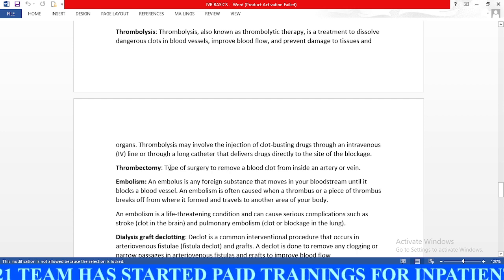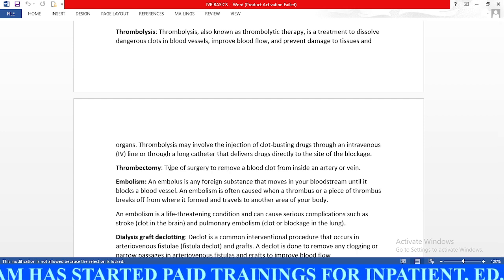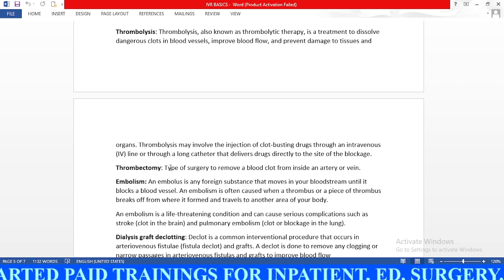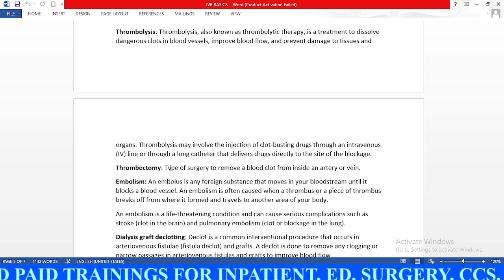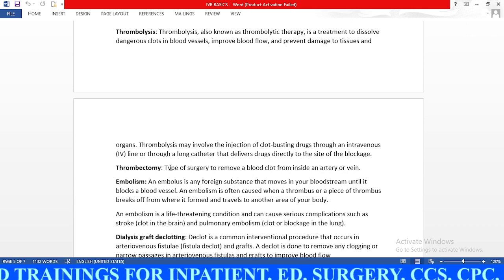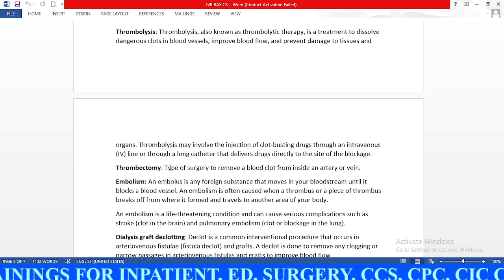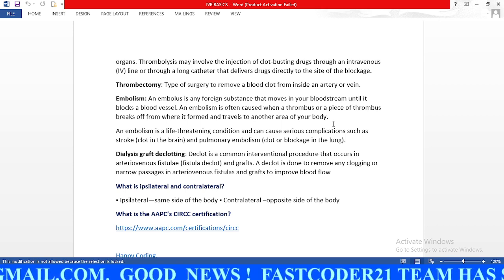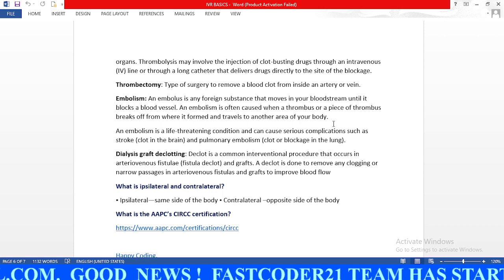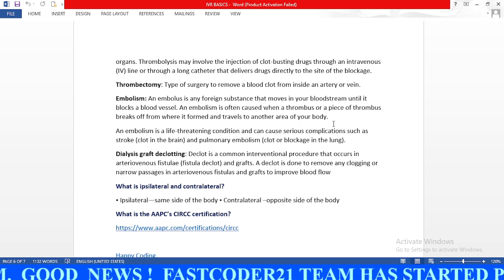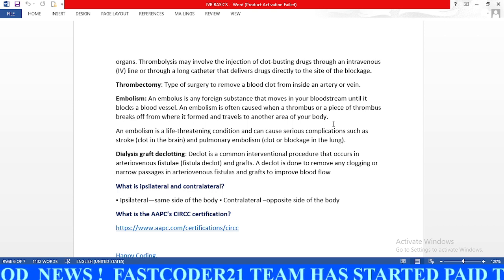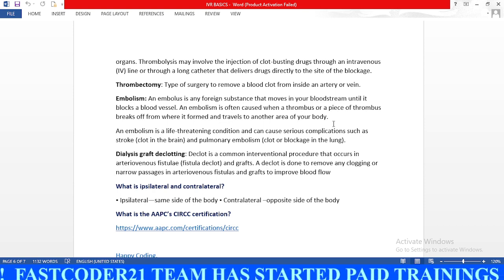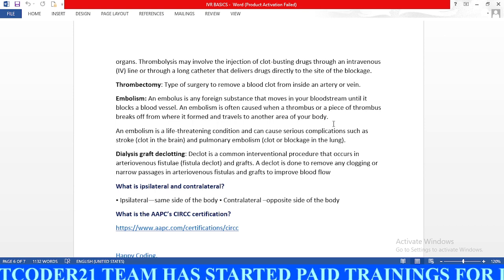So next one is thrombolysis, also known as thrombolytic therapy. It is a treatment to dissolve dangerous clots in the blood vessels, improve blood flow, and prevent damage to tissues and organs. Lysis means destruction. Now, an embolism is any foreign substance that moves in our bloodstream until it blocks a blood vessel. An embolism is often caused when a thrombus or a piece of a thrombus breaks off from where it formed and travels to another area of our body.